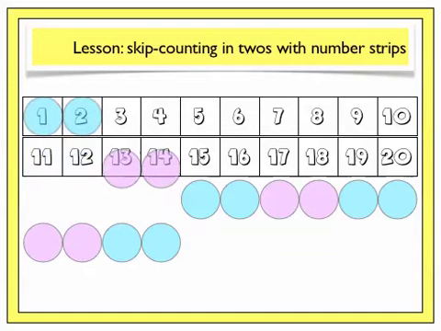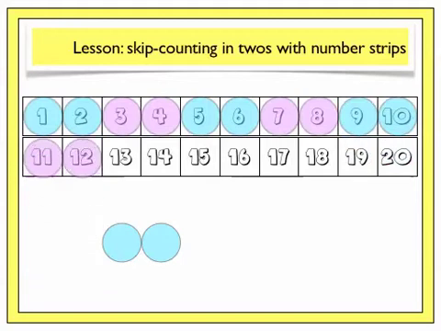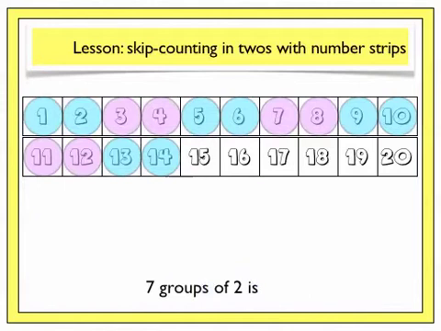2, 4, 6, 8, 10, 12, 14. I counted 7 groups of 2. Did you? The final number that I covered was 14. So I know that 7 groups of 2 is a total of 14 counters.